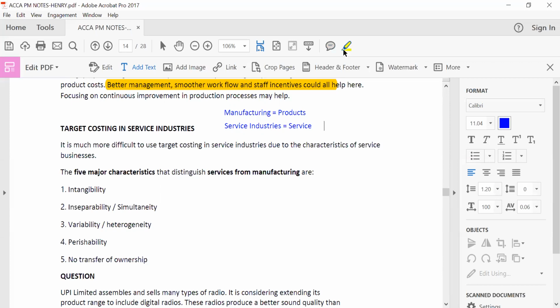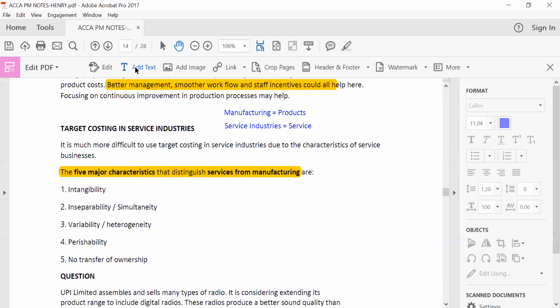So it is important for us to look at the distinction between service industries, or service companies, and manufacturing companies. Some time back, in 2011, 2012, 2013, if you were going to write this paper and had not prepared for this bit, you would find yourself wanting. The examiner does not examine that bit in the current situation, but you still have to look at it because it's still important. The 5 major characteristics that distinguish service companies from manufacturing companies.